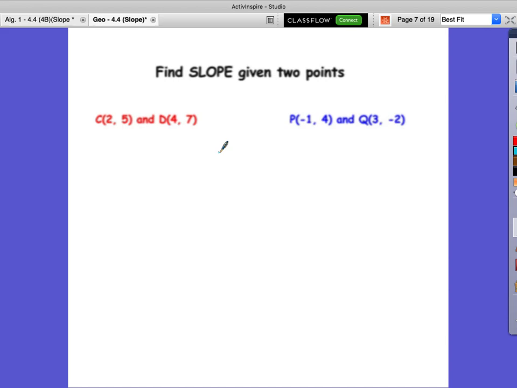Wait, so it's y1 minus y2 over x. Let's start with this first one set up here. Okay? Got the answer. Rachel, let me set up the first one. 7 minus 5 over 4 minus 2.